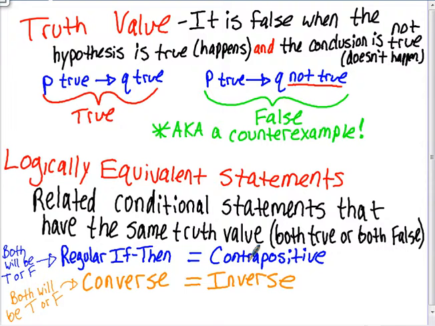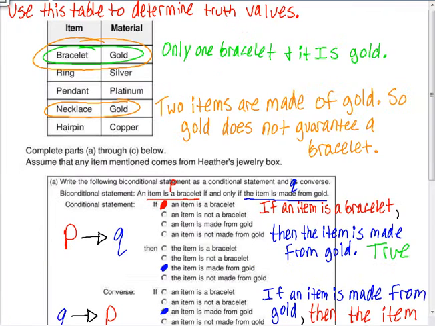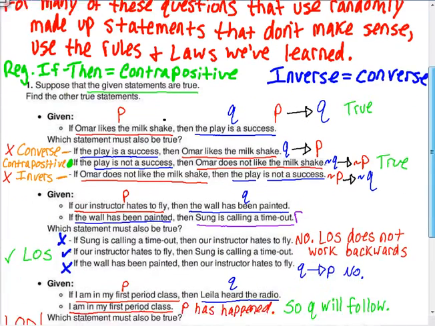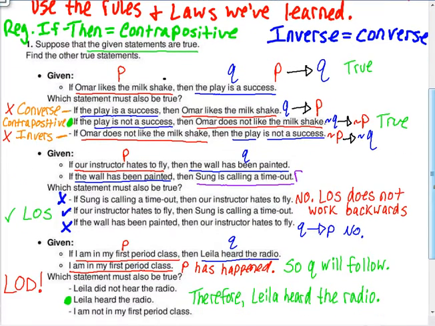So if you're told that your regular if-then is true, meaning the milkshake and the play being a success, if you're told that's true, that means its contrapositive is true, meaning negate Q, so instead of being a success, not a success, negate P, instead of liking the milkshake, not liking the milkshake, and you switch the order. Don't forget we switch the order. That's the contrapositive. We can guarantee that that is equivalent.